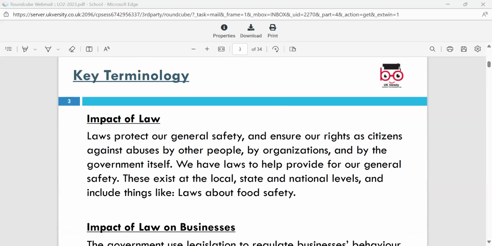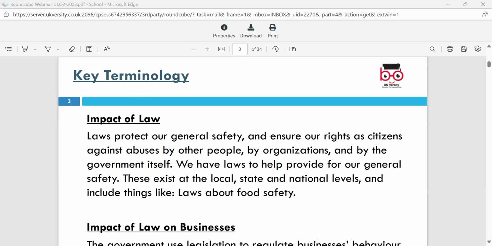So, key terminology, we're going to look at how the law impacts businesses in every kind of way, around both risks and opportunities in areas such as employment law, environmental law, data handling, and competition law. And how a business that ignores these legal requirements that they must follow faces severe consequences, like damage to their reputation or fines as well.